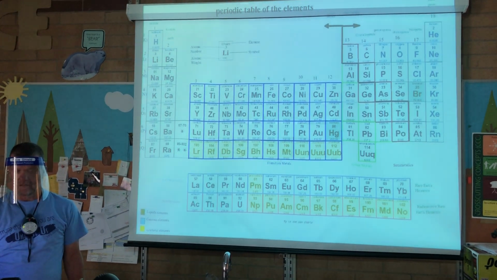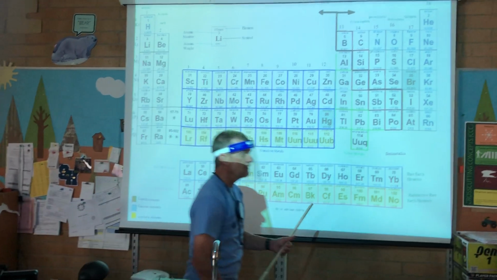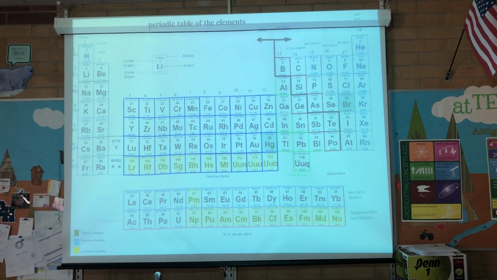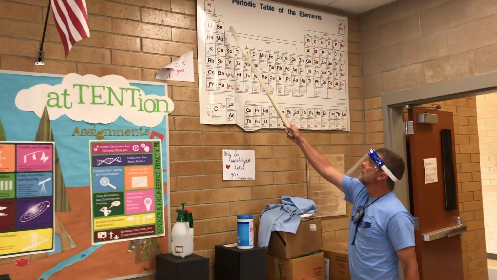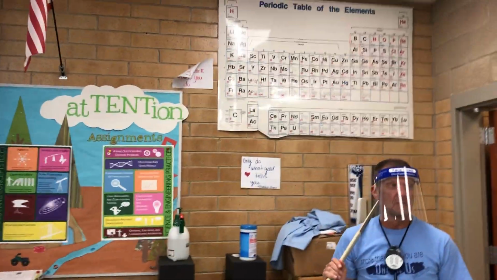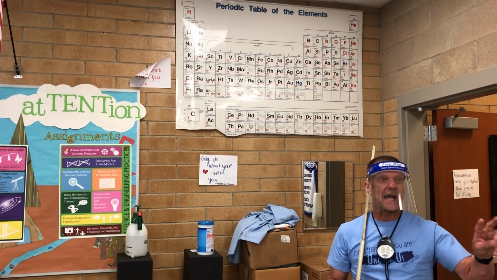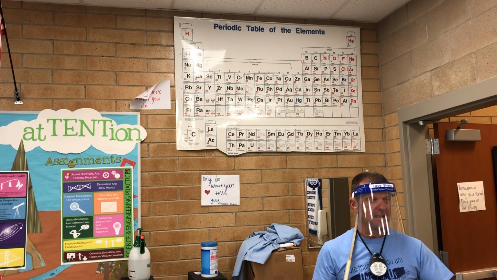For example, there is the chart. Let me turn the light back on because we've got to talk about the chart. This chart up here looks better. Today we have to learn about 92 elements, from 1 to 92. Now, you have 2 choices. By the next class tomorrow, I need you to memorize all 92 elements.